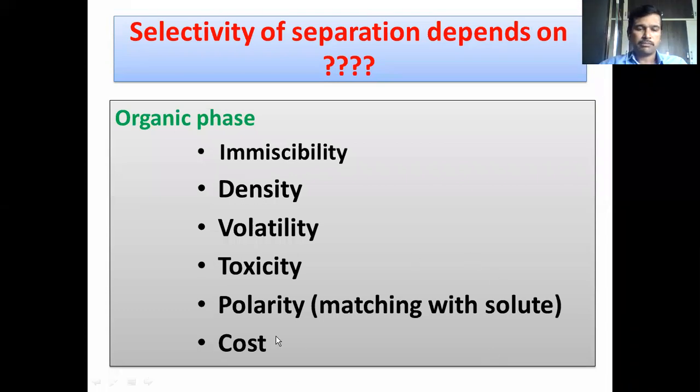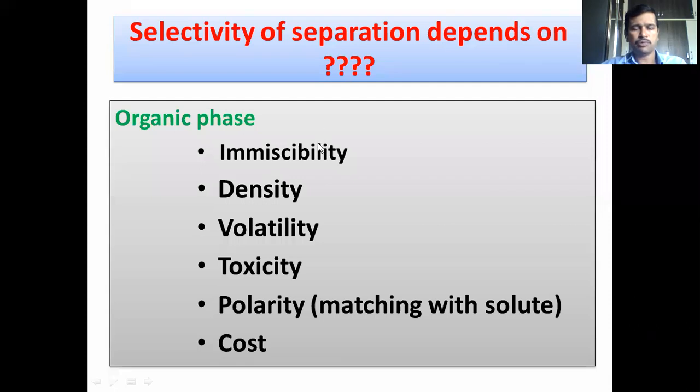Next one is the cost. Because we will be using, say, 2 liters, 0.5 liter, 500 ml of the organic solvent, say 25 ml of the organic solvent per extraction. You may need to do n number of extractions. If the cost is more, we have to bear more expenses. So expensive solvent will not be recommended. Low cost solvent will always be recommended for use. So these are the properties of any organic solvent you are going to use for the liquid-liquid extraction technique.